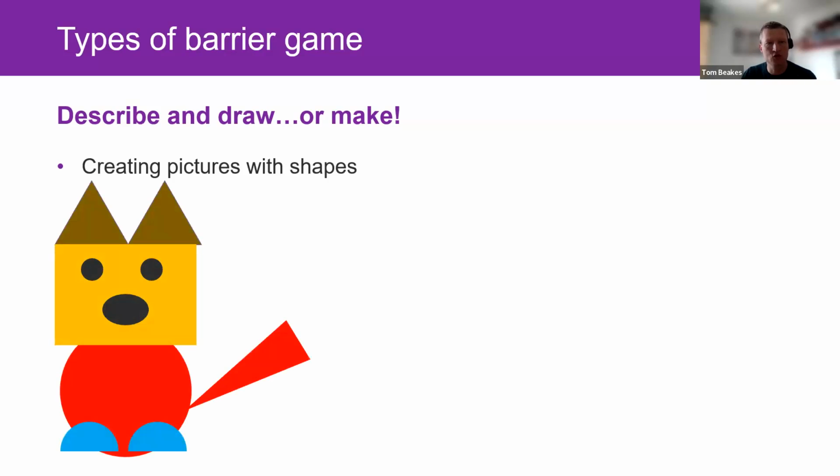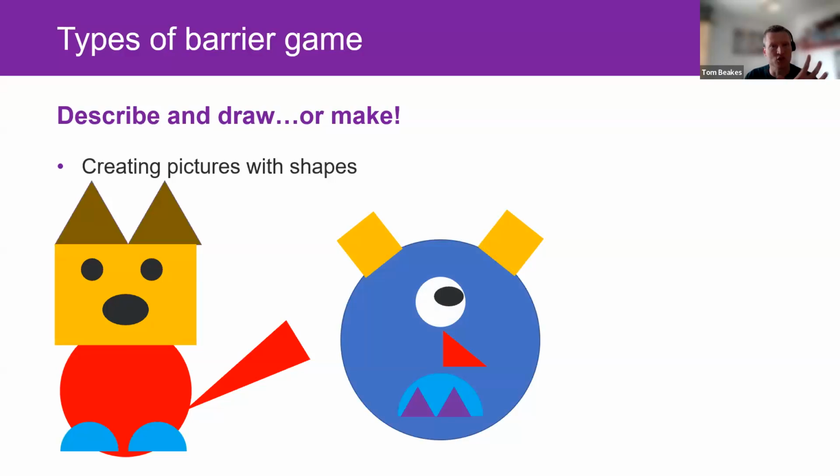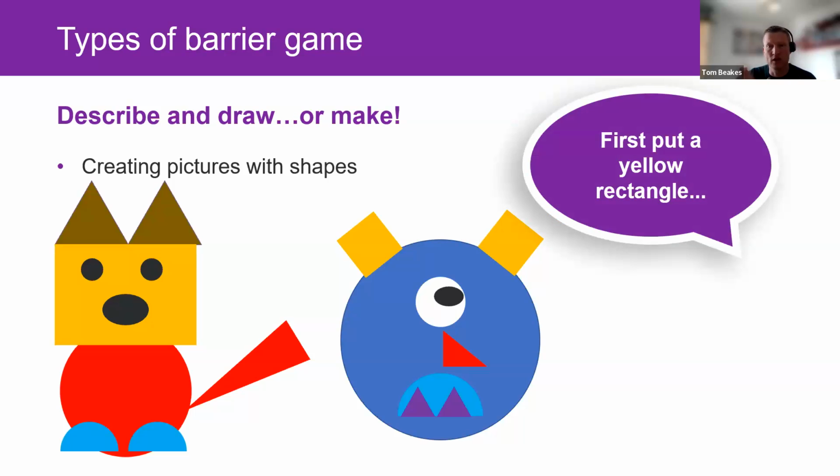So let's say it's animals. They could create a dog, or it's good for body parts. They can create their own monsters, because then they've got all kinds of weird and wonderful body parts. But it can also work with places and environments and kind of anything really. And then of course the students dictate their creation to their partner, who has to then make it themselves.